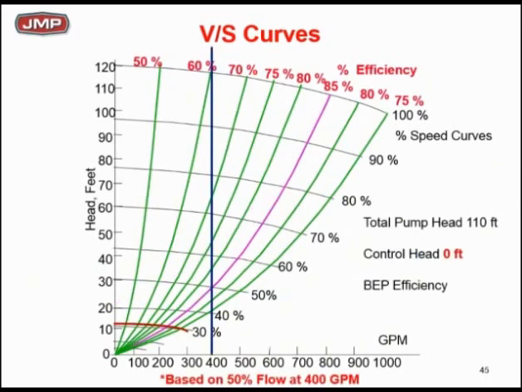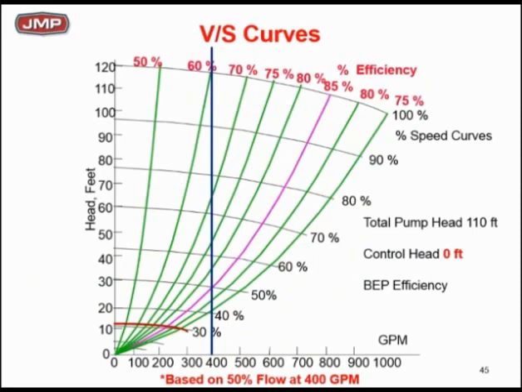I've got a pump curve at half flow. The actual total flow in this pump was 800 GPM at 110 feet of head. Let's look at 400 GPM, which would be half flow, where we would normally live. Let's see what happens as we change that control head percentage of the total pump head. Total pump head is 110 feet.